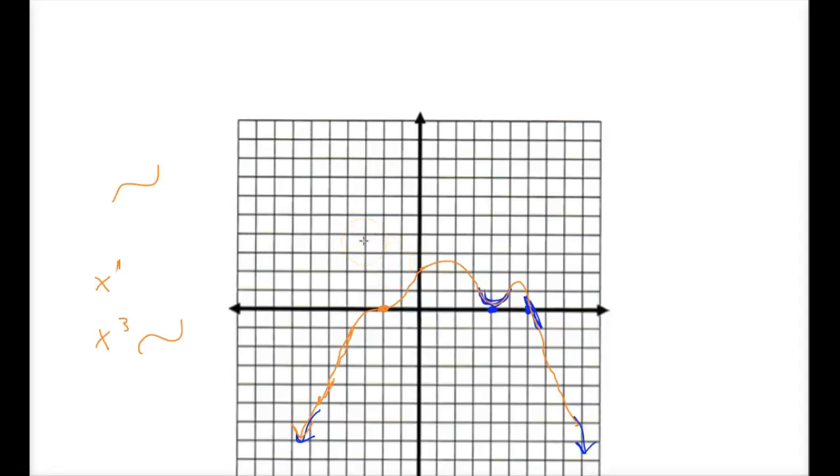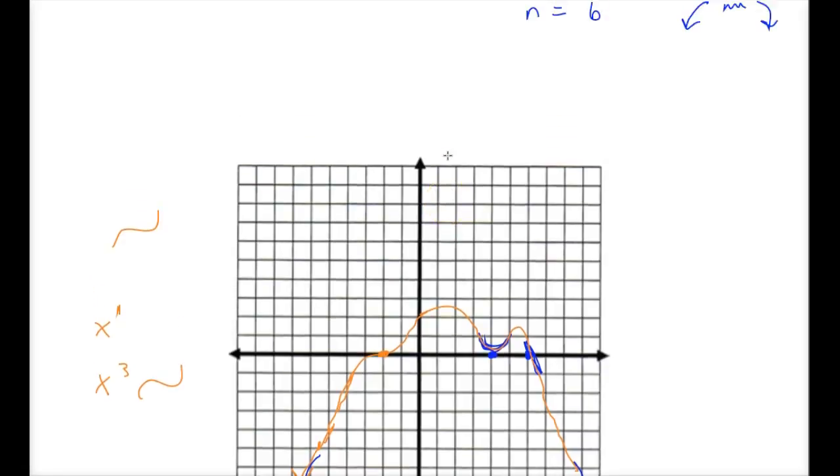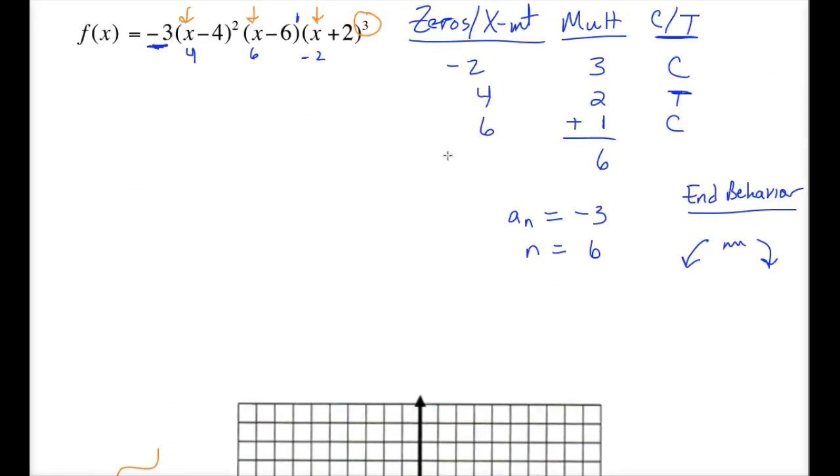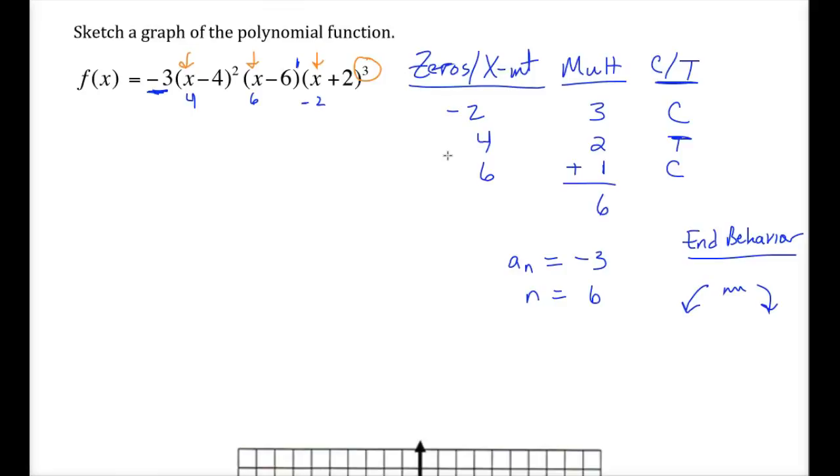Okay? So this is 2 examples of how to take a polynomial that is in factored form and use the properties of that polynomial in factored form to be able to sketch a graph of it.